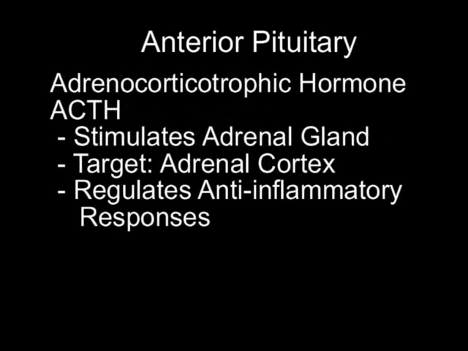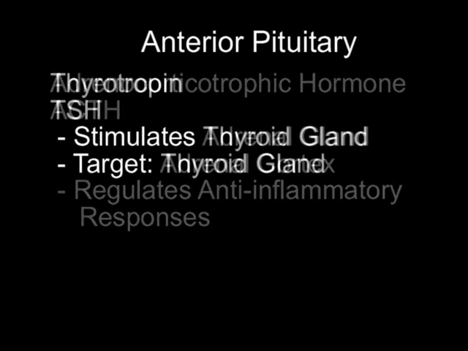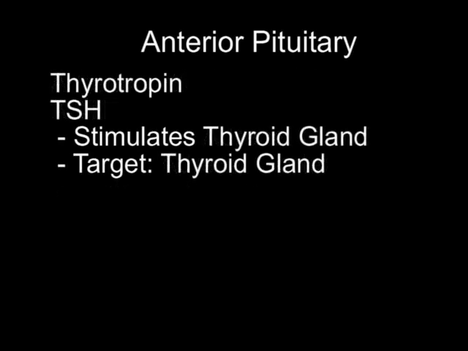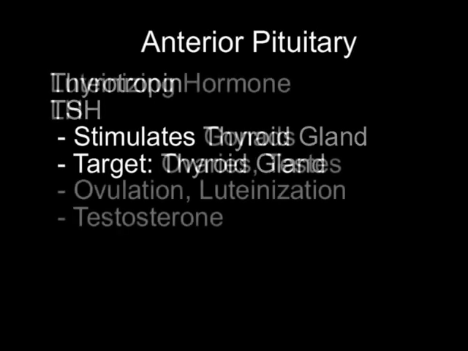ACTH is adrenocorticotrophic hormone. This hormone of the anterior pituitary gland stimulates the cortex of the suprarenal or adrenal gland to produce its hormones. We'll later see that the hormones of the suprarenal cortex are involved with anti-inflammatory reactions of the body. Thyrotropin is also known as TSH, or thyroid-stimulating hormone. This hormone stimulates the thyroid gland to produce its hormones.